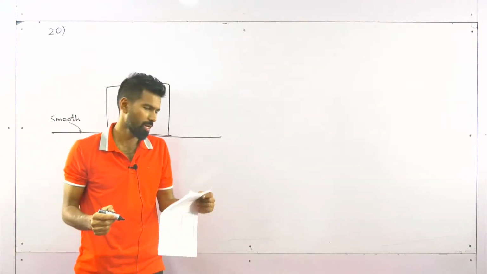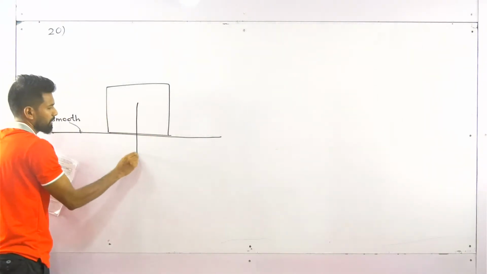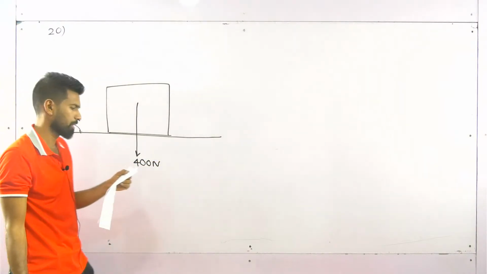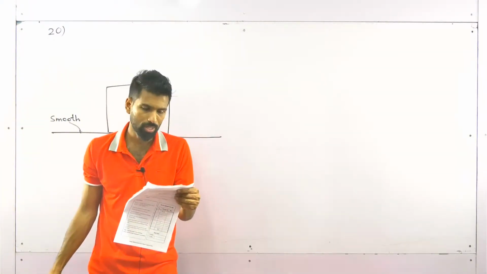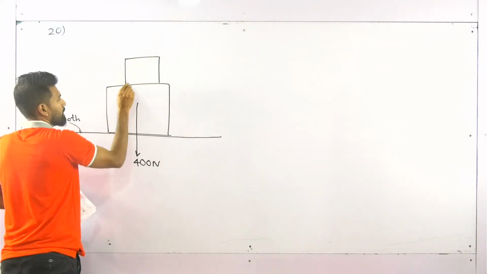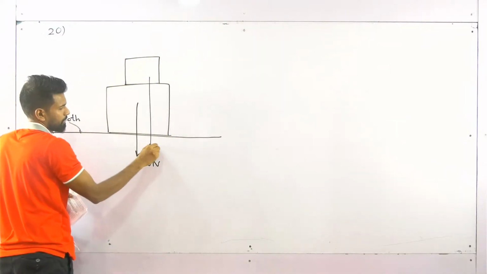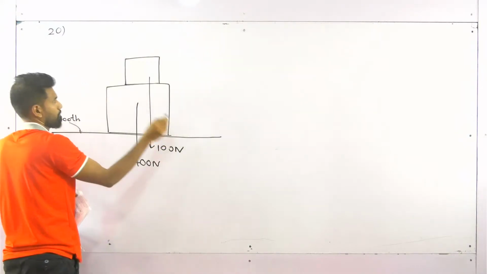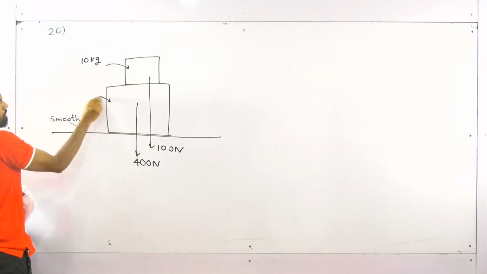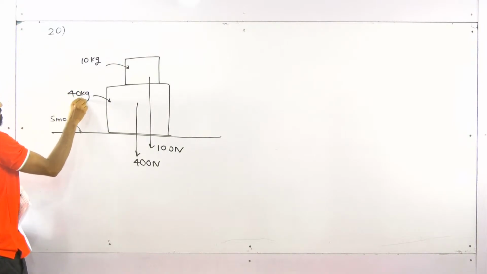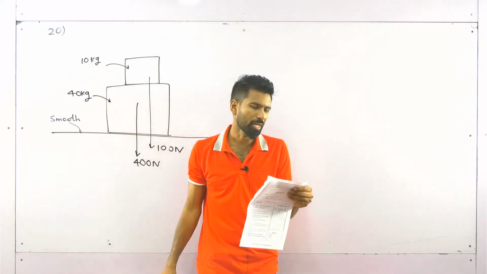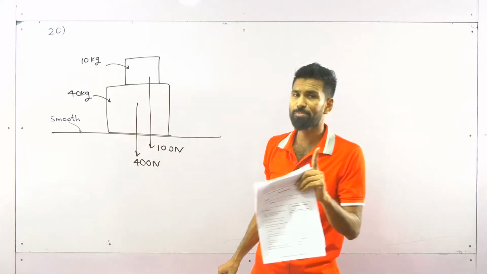A 40 kg slab. Weight is 400 newtons. It's on a smooth floor. A 10 kg block rests on the slab. A 10 kg block, weight is 100 newtons. This is the 40 kg block. The coefficient of static friction between the block and the slab is 0.6.